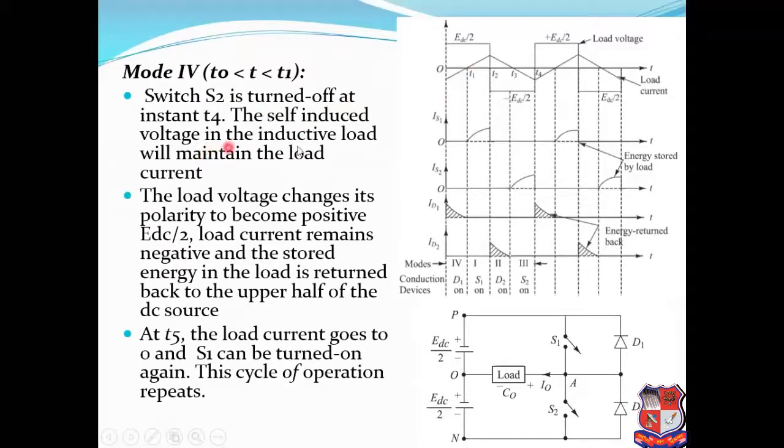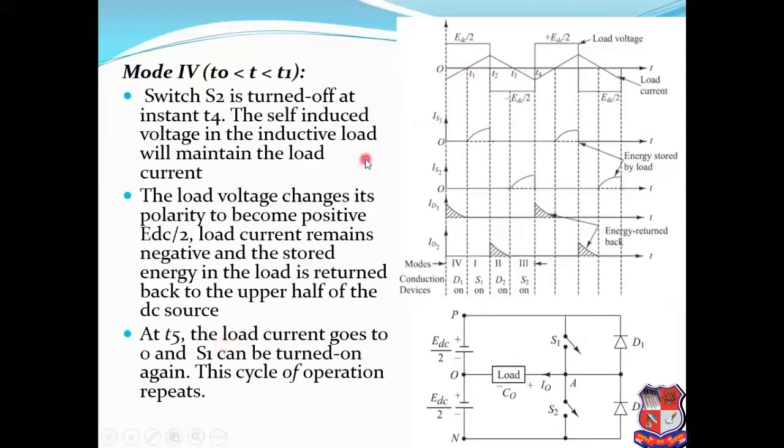The self-induced voltage in the inductive load will maintain the load current. The load voltage changes its polarity to become positive, VDC by 2. The load current remains negative, and the stored energy in the inductor is returned back to the upper half of the DC source. At T5, that means T1 here, the load current goes to 0 and S1 can be turned on again, and this cycle of operation is repeated.